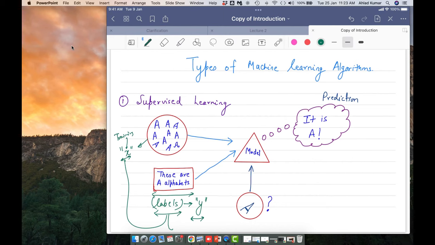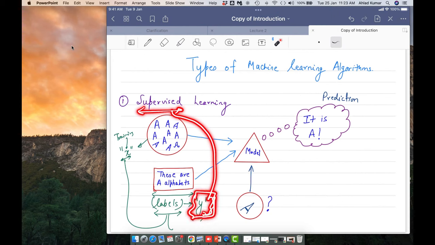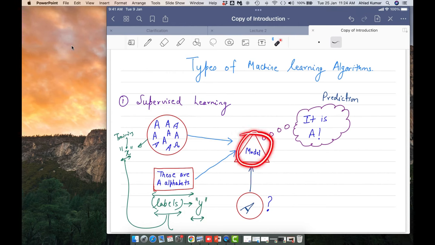So basically, we are trying to teach the model with the extra information, saying that whatever images you feed into this model, they are A alphabets. We are attaching the labels to these images. We are telling the model that this is A. Once we feed this X and Y to the model, it will be trained on these images and will easily recognize A alphabets. Note that supervised comes from this label Y. We are supervising the model by giving extra information, that these are A alphabets. That's why it is called supervised learning.